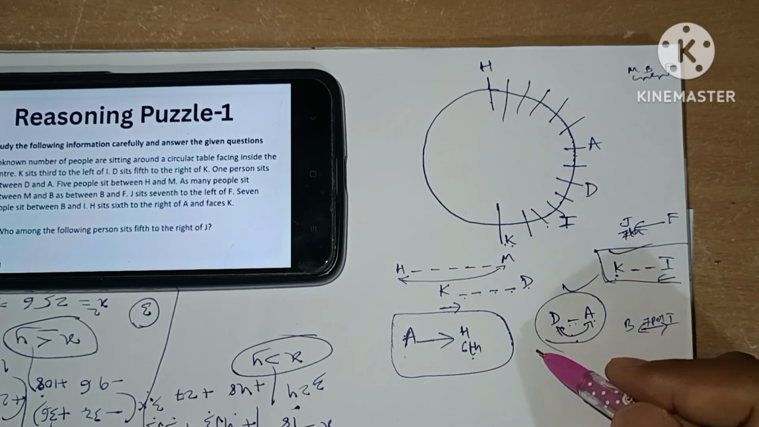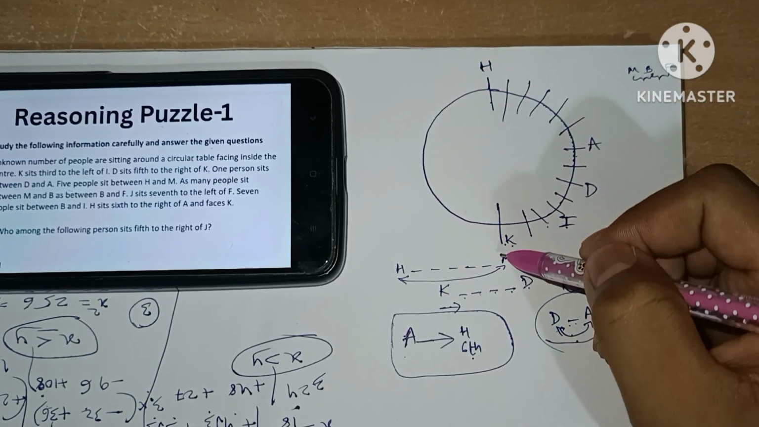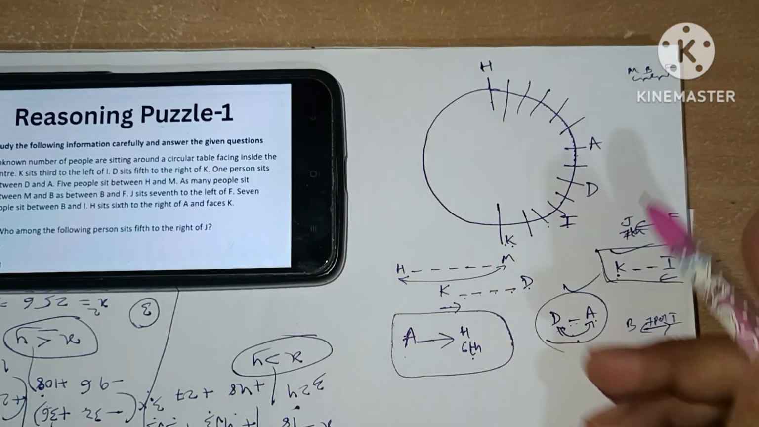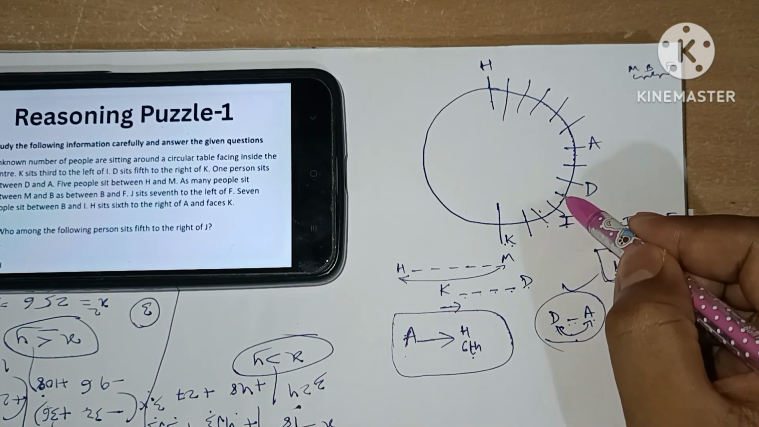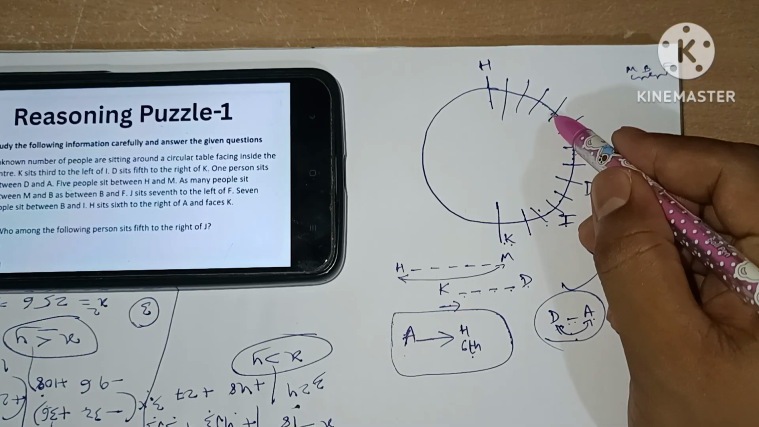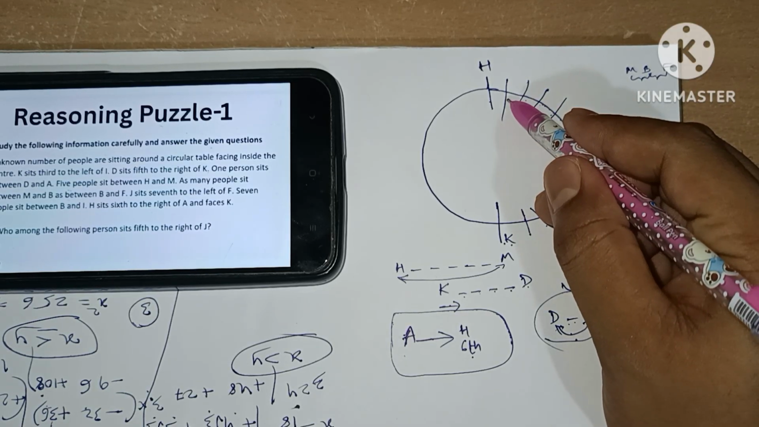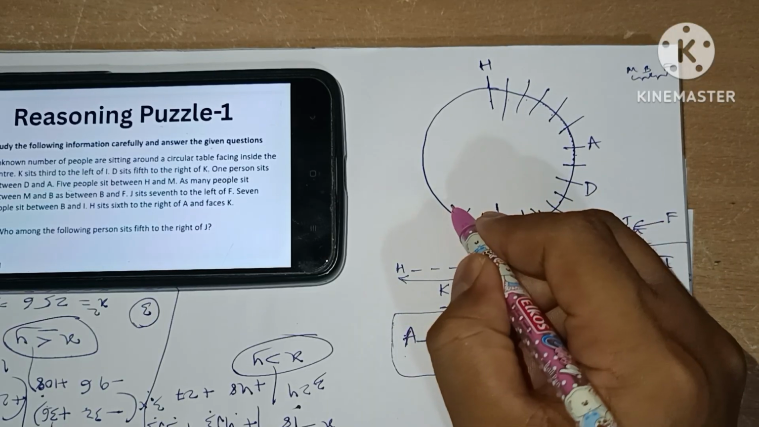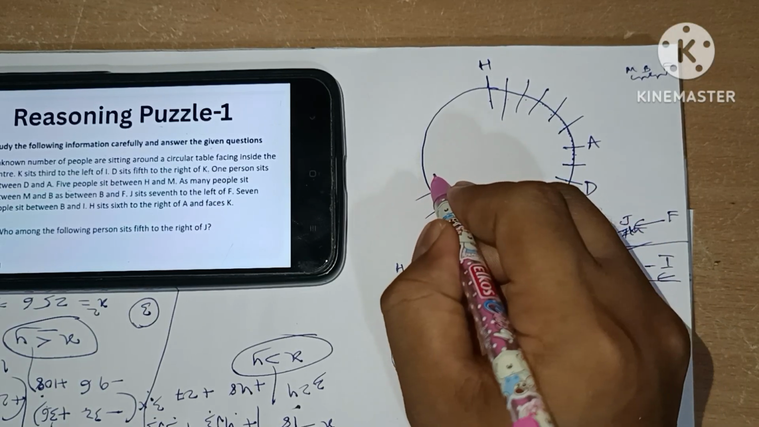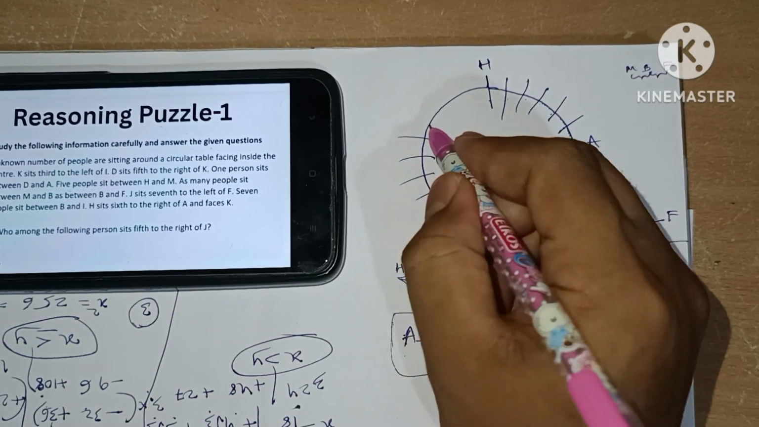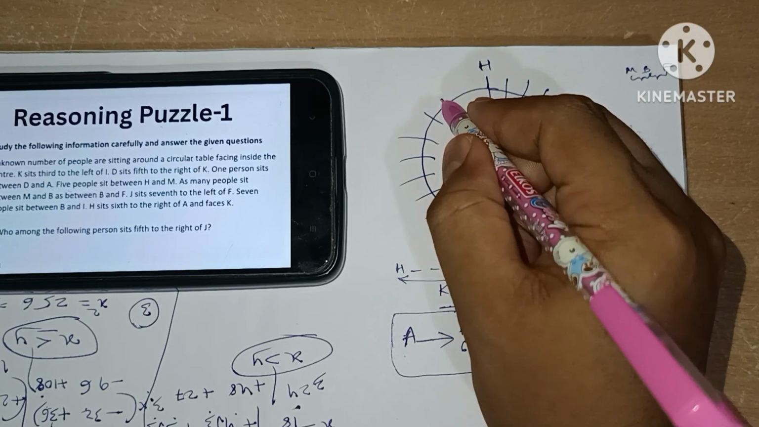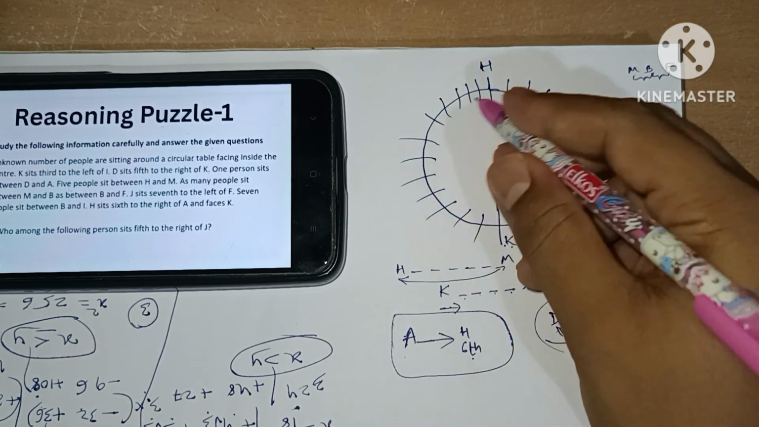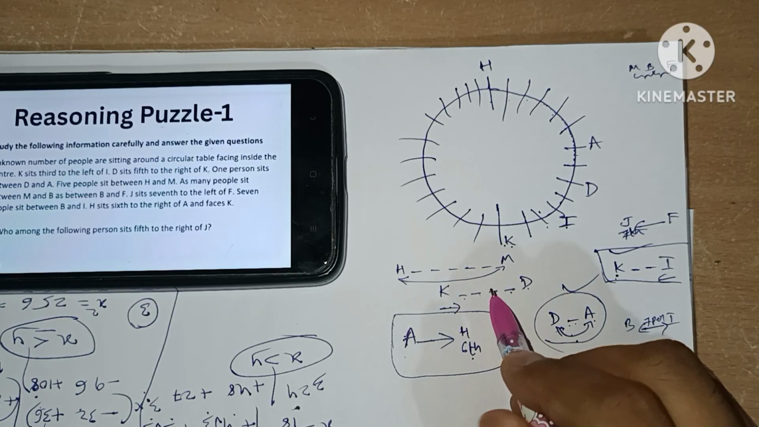Okay, this is completed. These two are facing each other, which means it is a half part and a half part. So here we have 1, 2, 3, 4, 5, 6, 7, 8, 9, 10, 11, 12. 12 people are sitting on this side. So here also 12 persons, 1 to 12. 12 people are sitting on this side also.